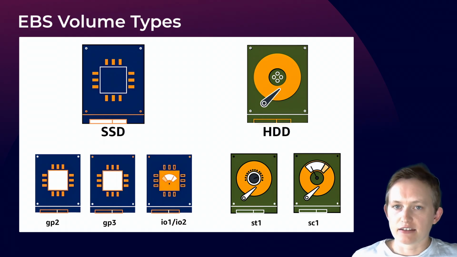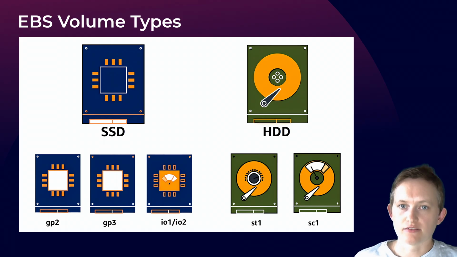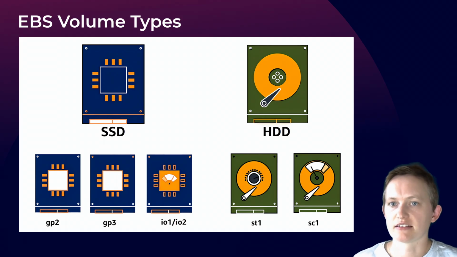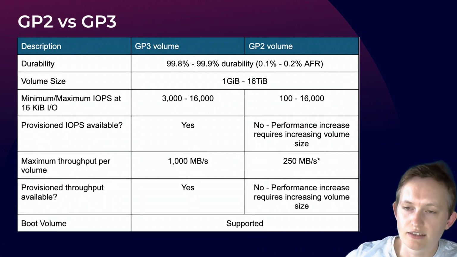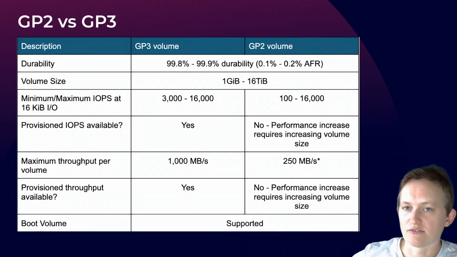And again, these include your IO1 and IO2, so that's your provisioned IOPS SSD volumes. And then we've got our GP2 and GP3 general purpose SSD volumes. So SSD volumes, these are optimized for small I/O sizes. So let's have a look at the general purpose SSD volumes, so your GP2 versus your GP3. So first of all, the durability.